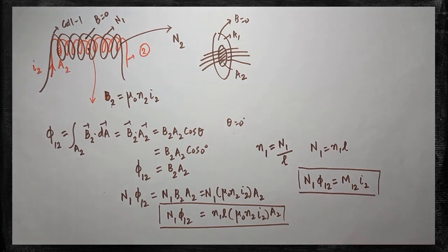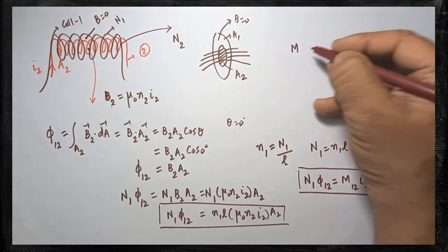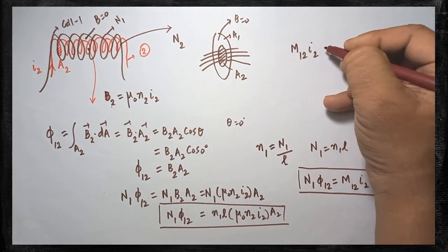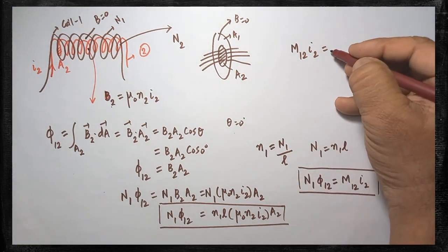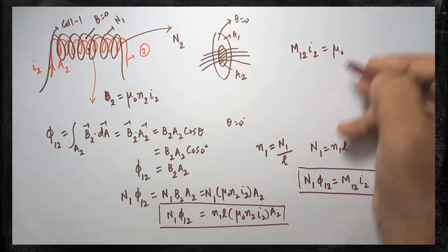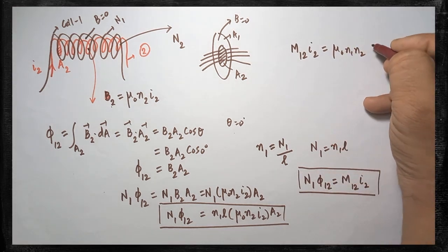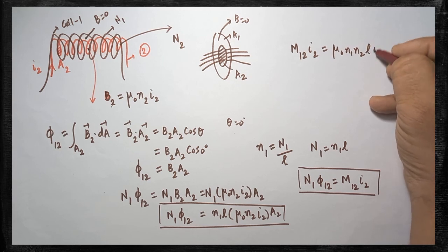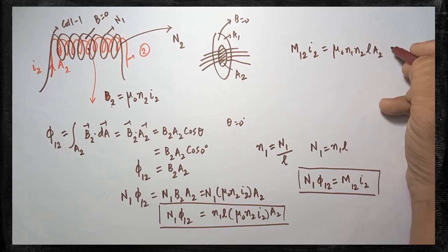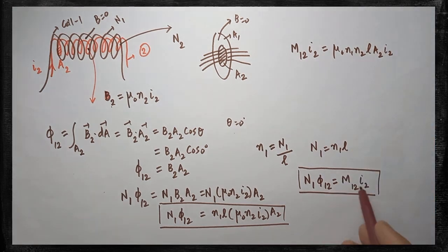Look at that, both LHS are the same. Therefore the RHS can be equated. This one can be taken as the first equation, and this one as the second equation. Now you write M12 I2, which is equal to mu naught N1 N2 L A2 I2. This expression is written here, and the other expression on the other side.